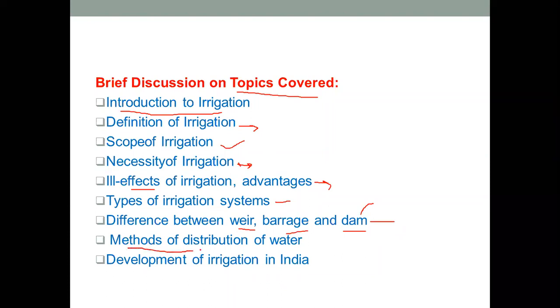And lastly, we saw methods of distribution of water, in which we saw three different types: surface irrigation, sprinkler irrigation, and subsurface irrigation methods. And the last point, we saw development of irrigation in India.